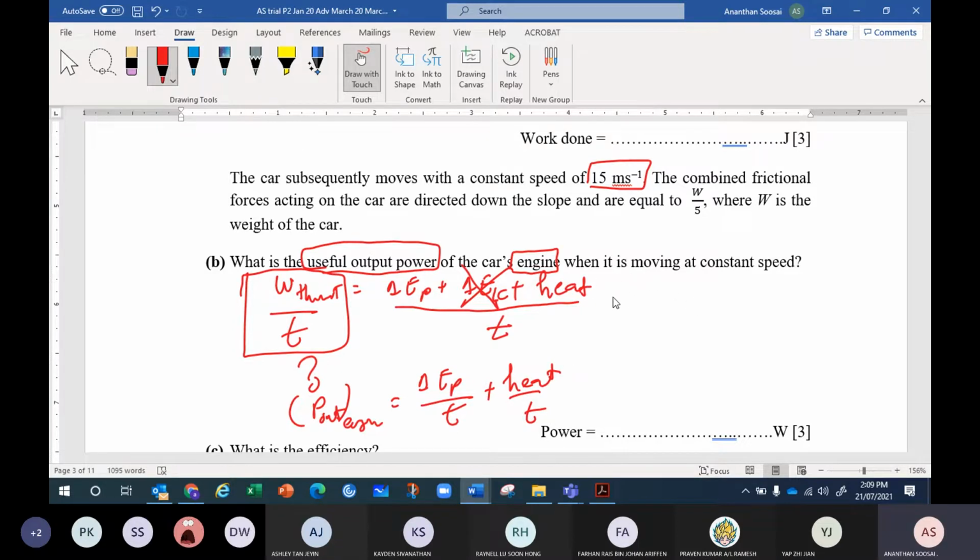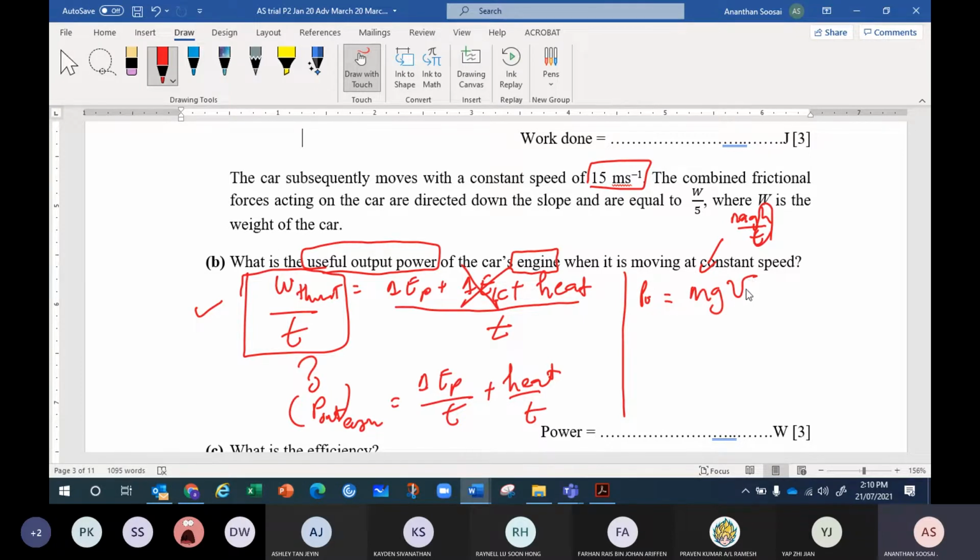Okay, I'm showing another way of doing it. What do you call the formula I introduced when I was teaching you this topic? The output power of the engine is equal to the gain in potential energy over time, which we can write as mgv. Actually it is mgh over time, and h over t tends to become v.